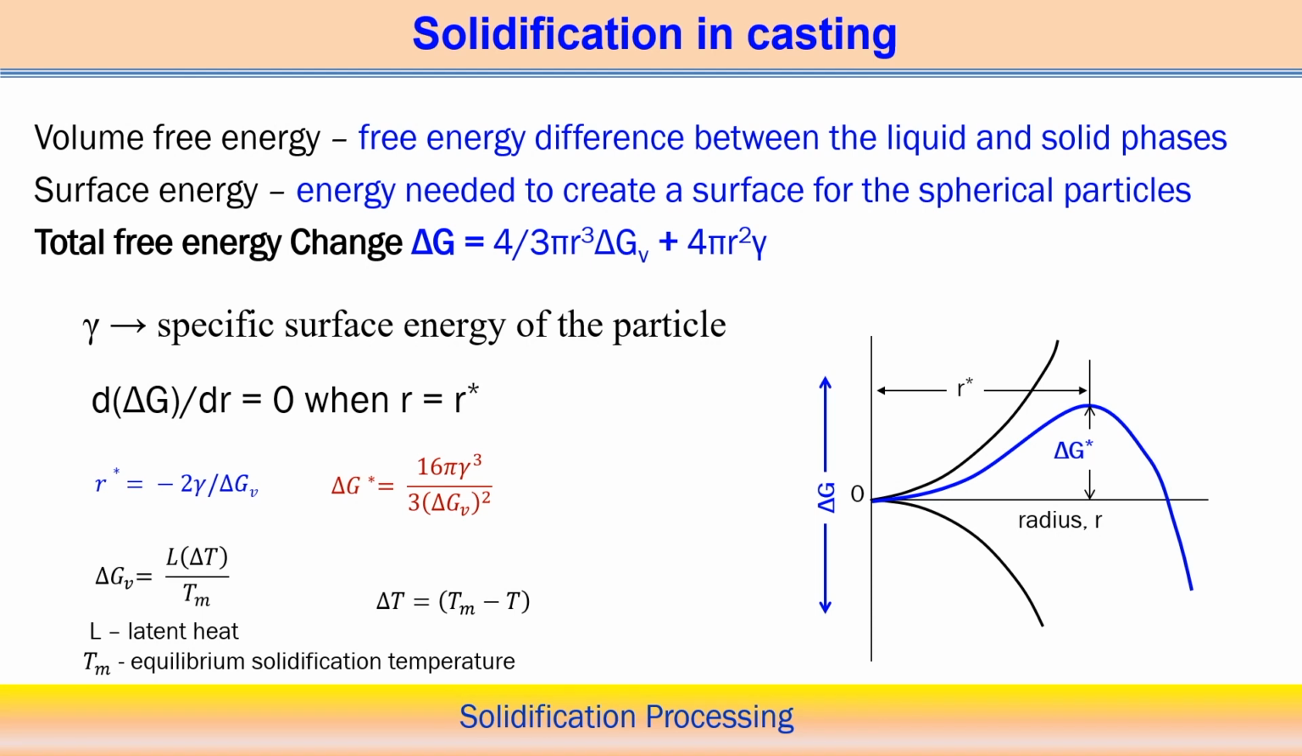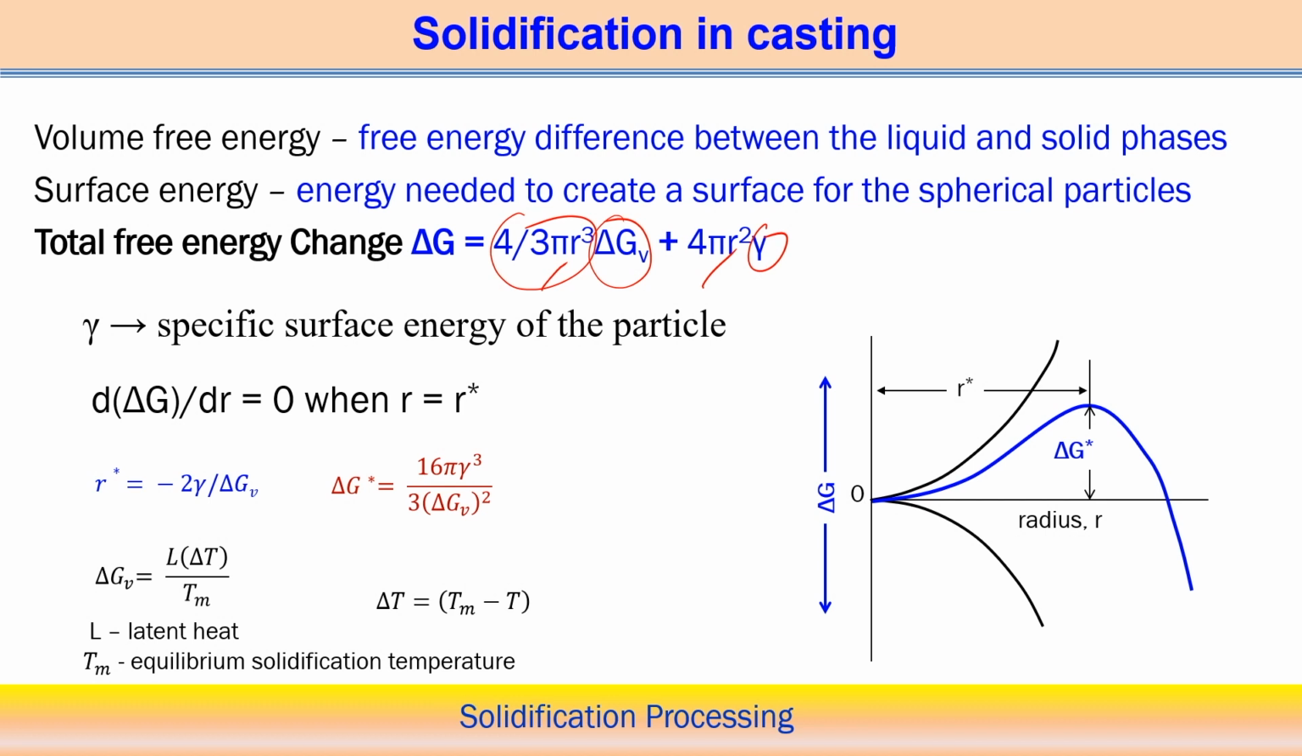Now, we can track the total free energy change in terms of the volume free energy and the surface free energy available. Here we can calculate the volume of the spherical particle, assuming the shape of the nucleus is a sphere. Therefore, the volume of the sphere is 4/3 pi r cube, where r is the radius of the sphere, and delta GV is the volume free energy, expressed per unit volume. Similarly, gamma is the surface free energy, or specific surface energy, of this particle.